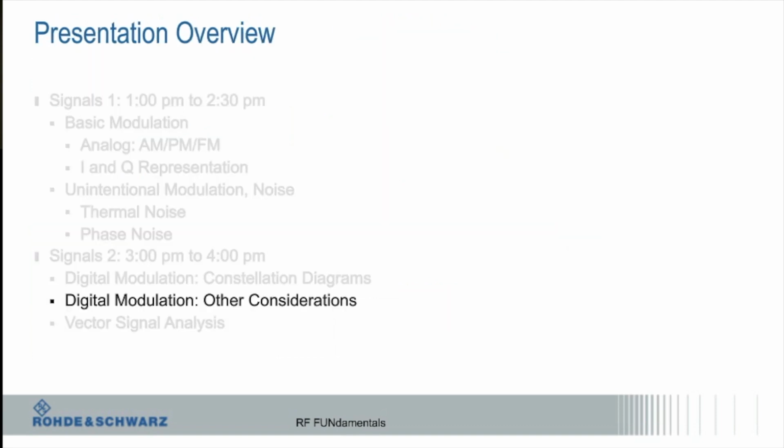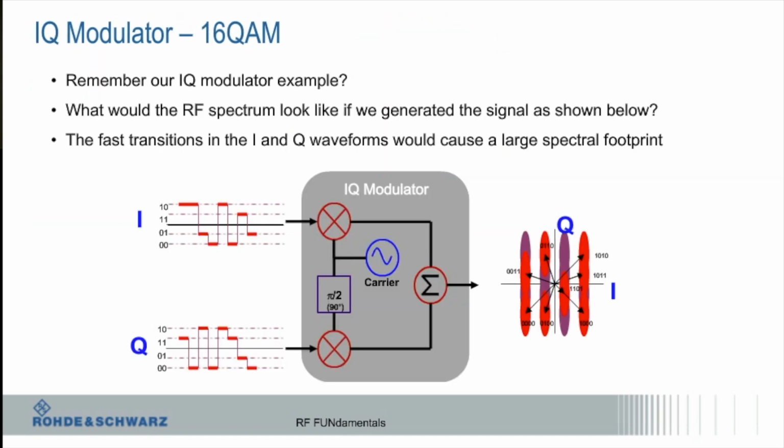Okay, so other considerations. What does the spectrum look like? So we talked about the bandwidth and whatnot, but what does it really look like in the real world?